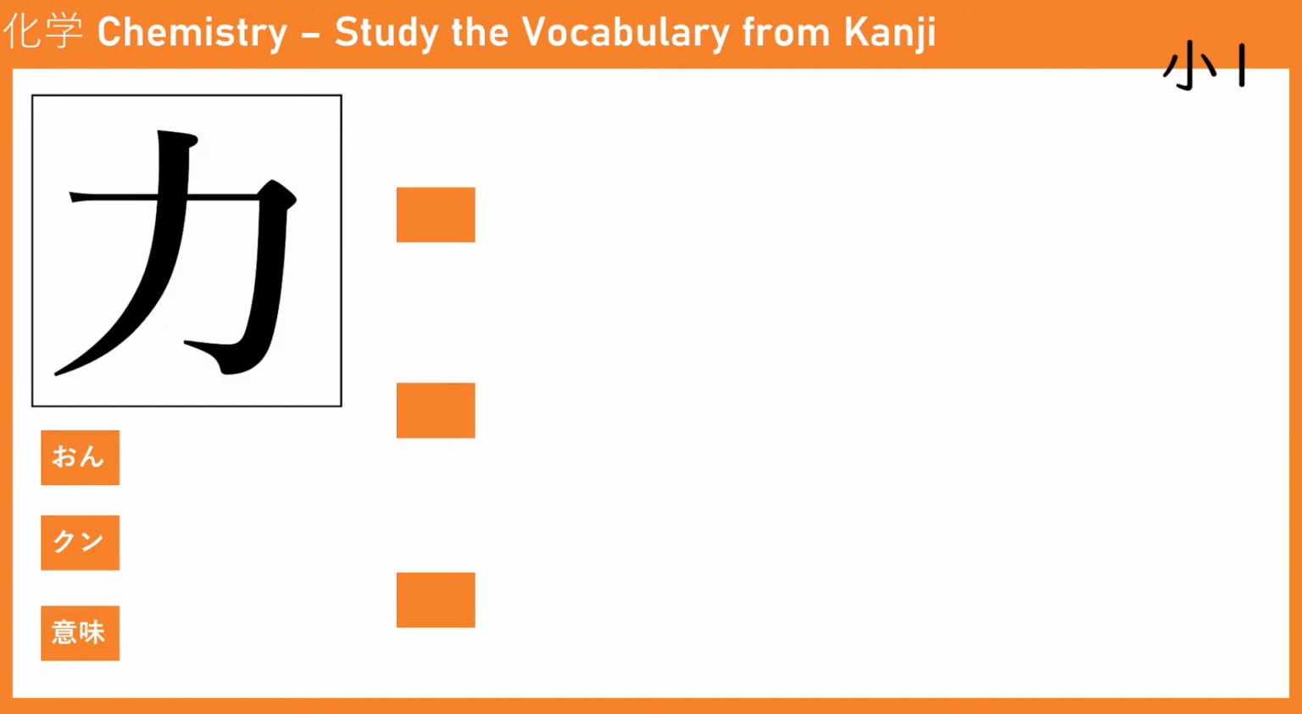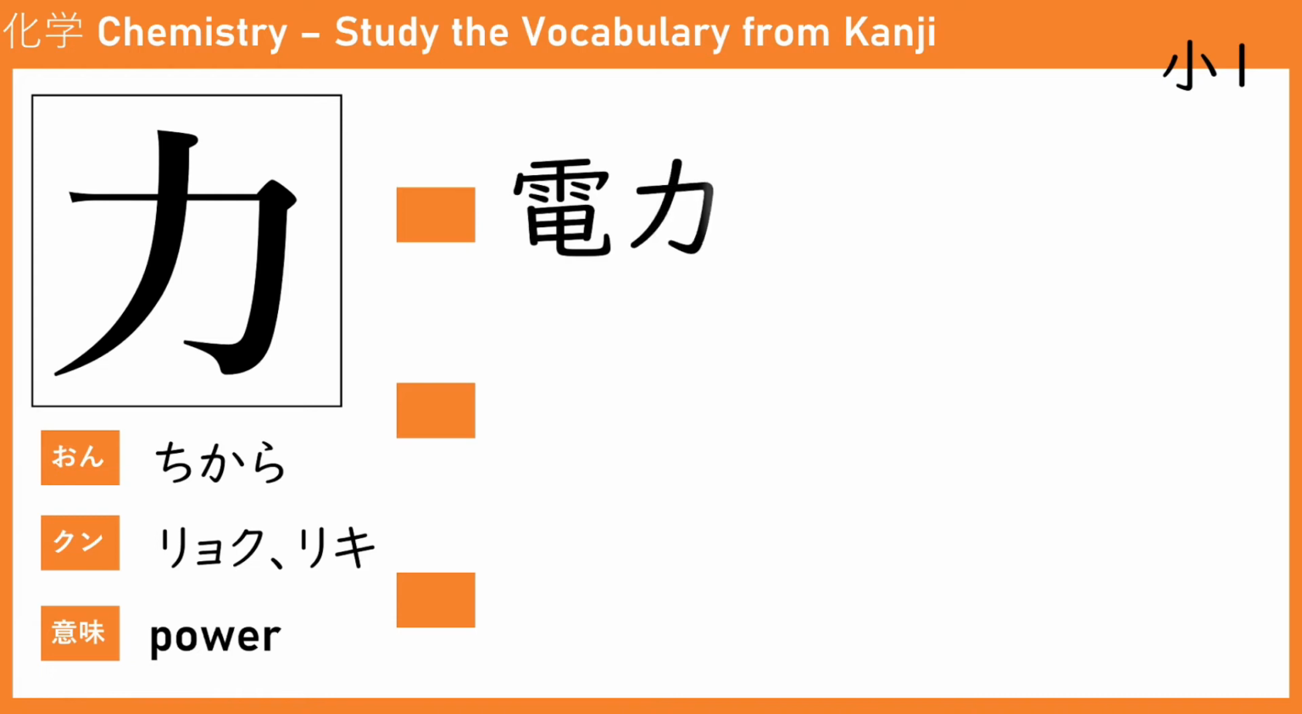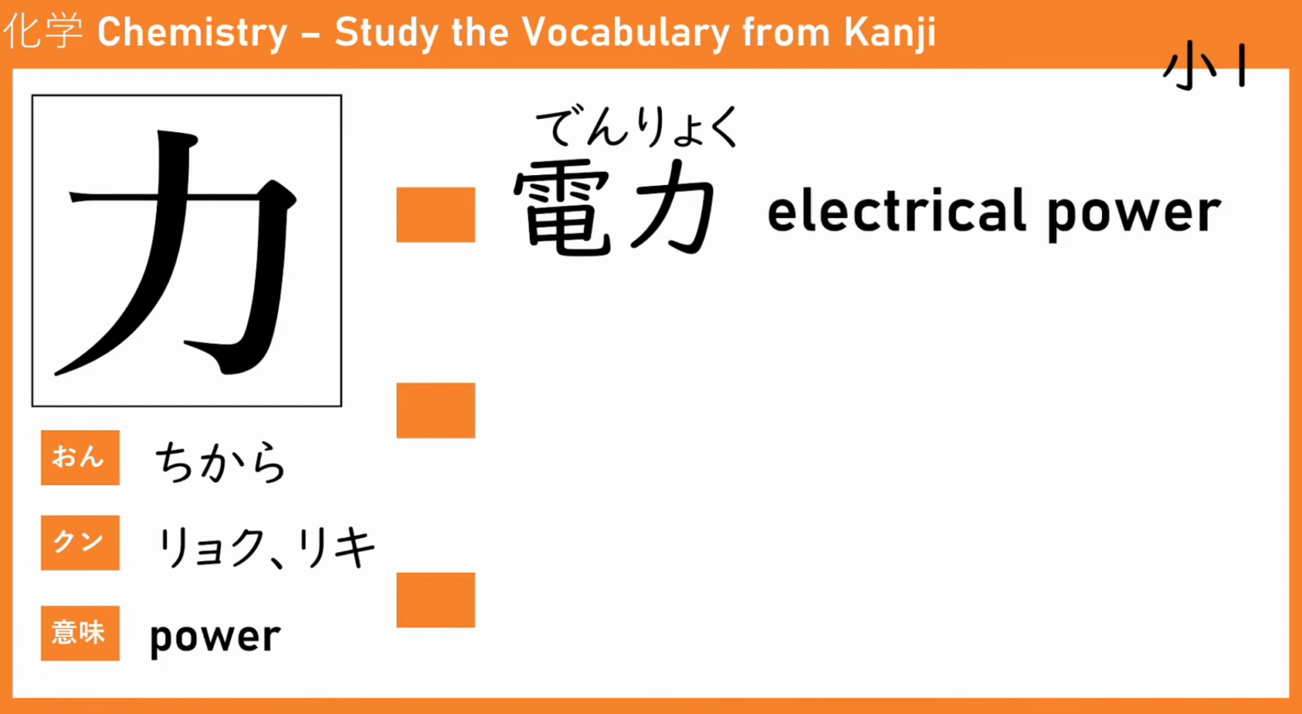The next kanji is ryoku, or riki. In kunyomi, you can read it as chikara. So it means power or strength. So the first one is denryoku. Denryoku means electrical power. So electric and power.